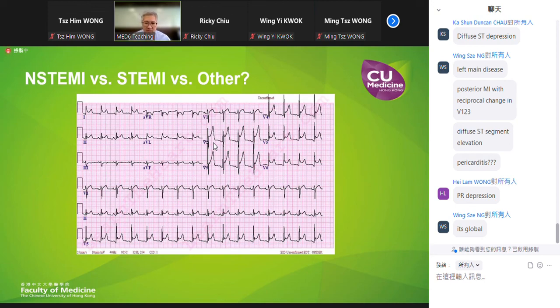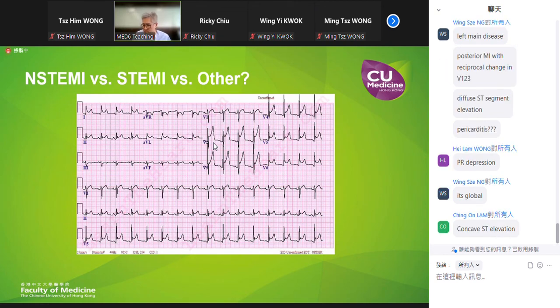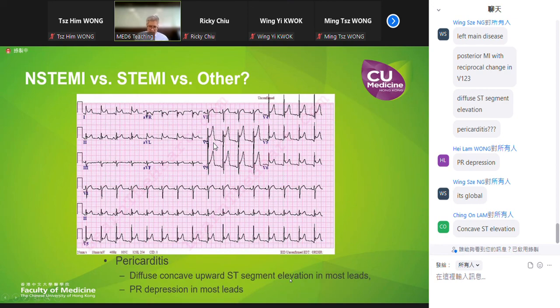I'll give you nothing, no history. You see. Okay. And PR depression, good. Concave. All right, you got it all. So diffuse concave upward ST elevation in most leads and PR depression in most leads. So you can convince yourself, and therefore you don't need the question mark. You can just say, fairly convincingly, this is what I'm thinking, without even knowing the story.